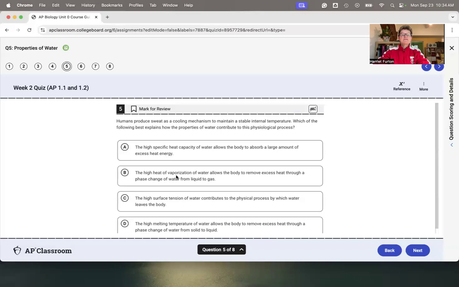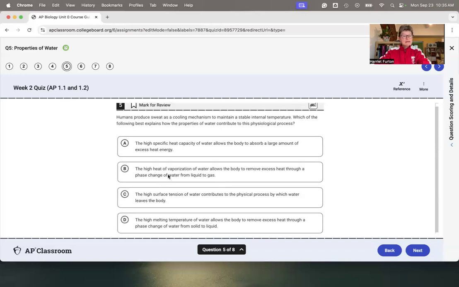The high heat of vaporization of water allows the body to remove excess heat through a phase change of water from liquid to gas. That's what we were talking about. It requires tons of energy for the water molecules to break their hydrogen bonds in the liquid form and turn into gas molecules.